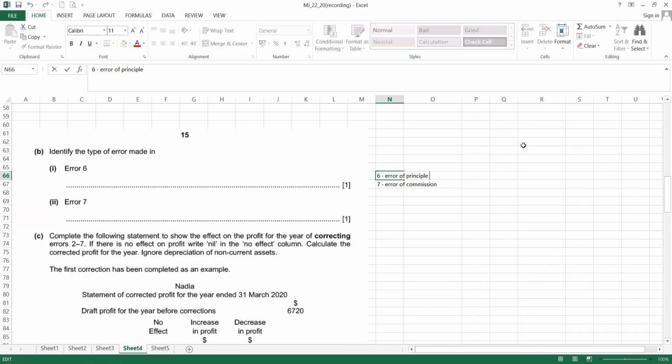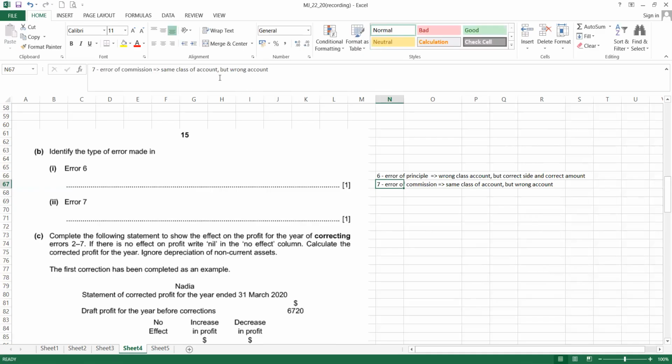Error of principle is that the transaction is posted to the wrong class of account, but with the correct side and correct amount. Whereas this one is the same class of account but the wrong account. One is the same class of account, one is a wrong class. So see the differences. This is the same class.